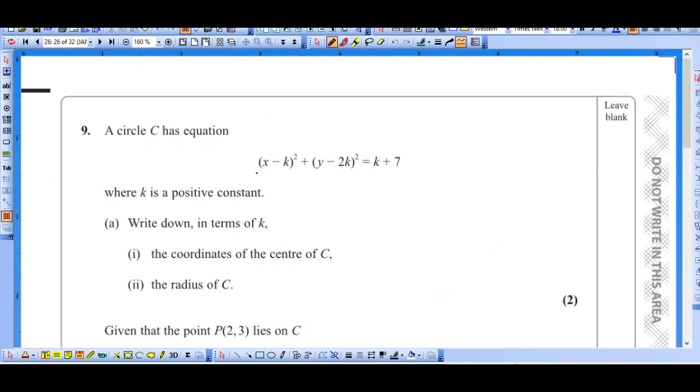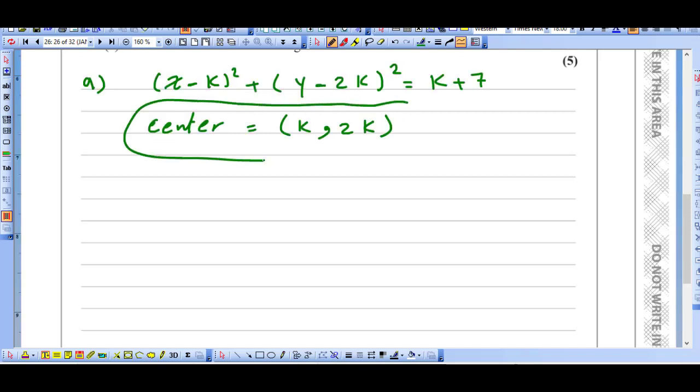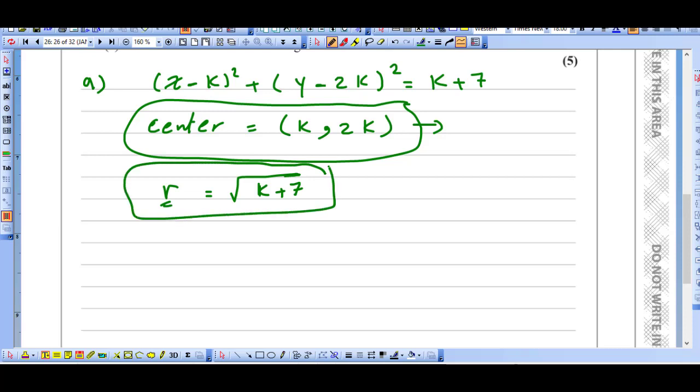A circle C has the equation (x minus k) squared plus (y minus 2k) squared equal to k plus 7, where k is a positive constant. Write down in terms of k the coordinates of the center and the radius of C. So the center is equal to negative negative k, so it's k, and here negative negative 2k, so it will be 2k. And this is the answer of the first part. Radius r is equal to square root of k plus 7. And this is the answer of the second part.